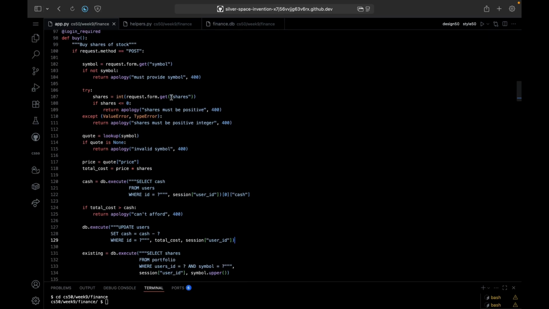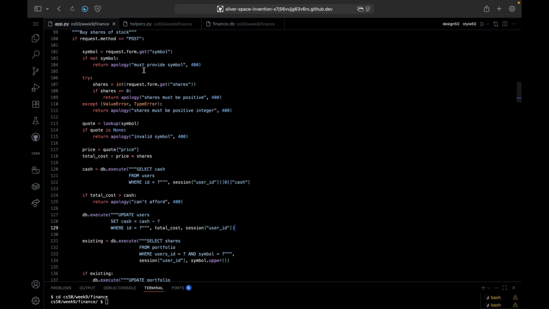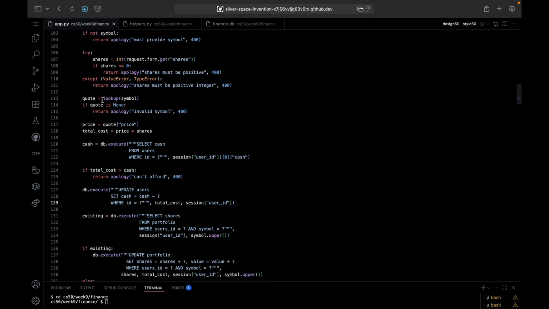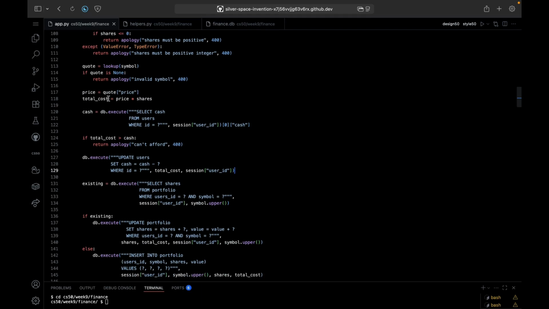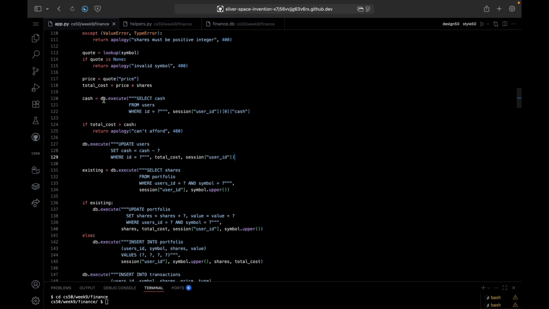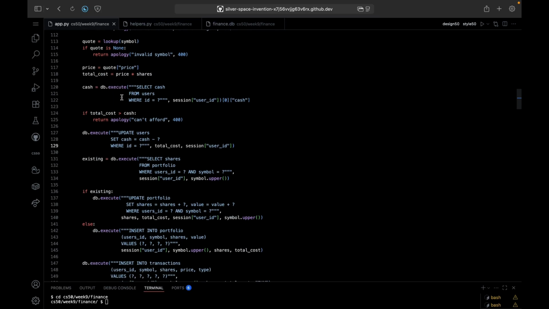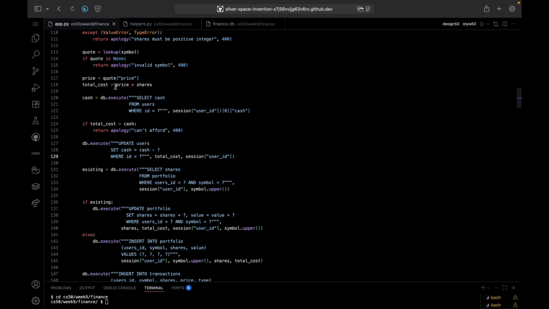So for the buy function, we make sure the user entered the correct symbol, and then we quote that symbol using the RESTful API, and we get specifically the price. So then we multiply the price by the number of shares that the user wants to buy to give us the total cost.